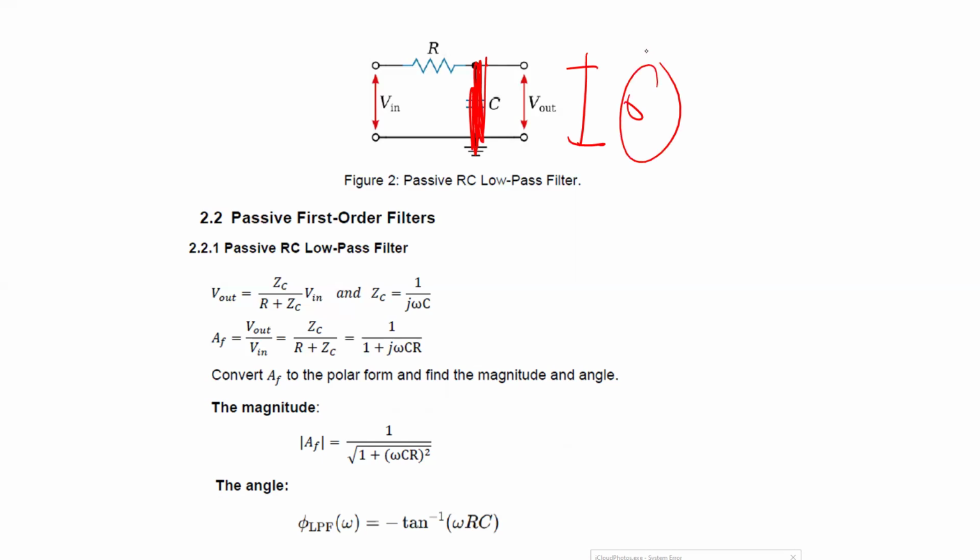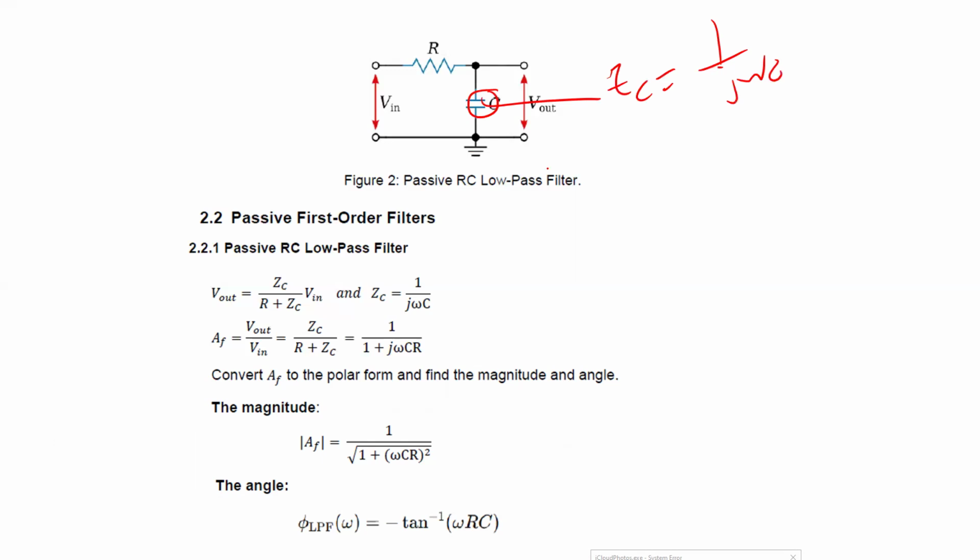Anyway, let's do it mathematically, because I want to get the equation. I want to know at what value exactly this happens. Okay, so let's do it. What we're going to do right now is, as you see here, this capacitor has an impedance, which is ZC, and it should equal 1 over j omega C.